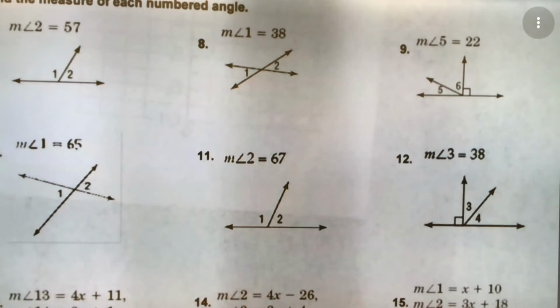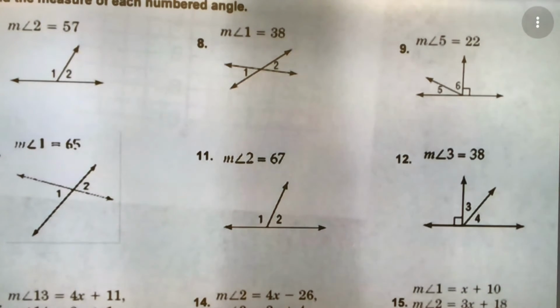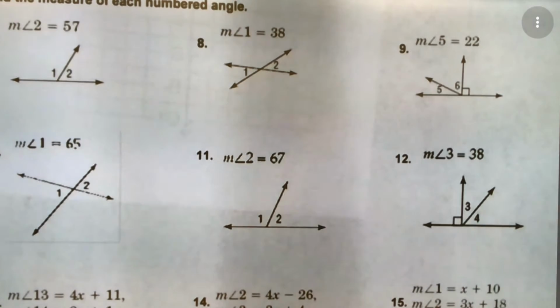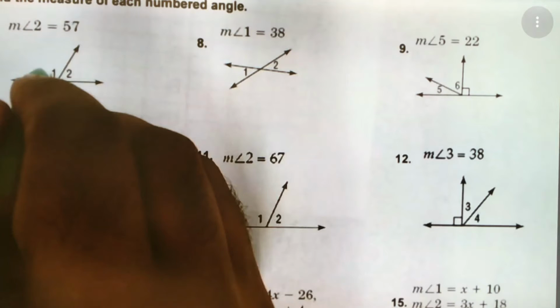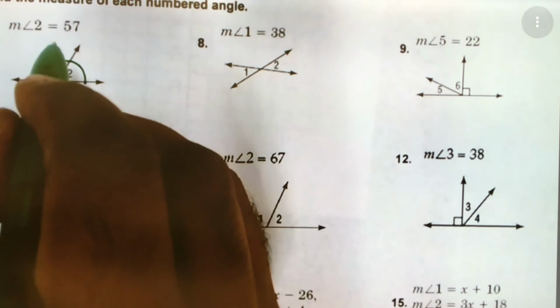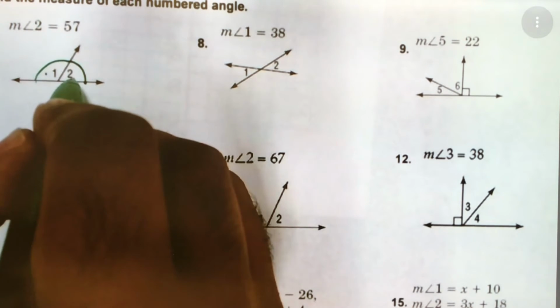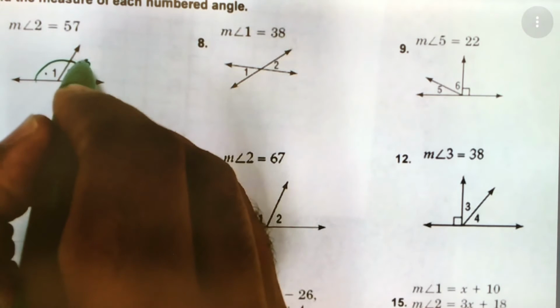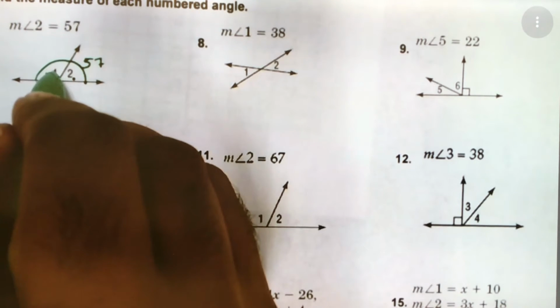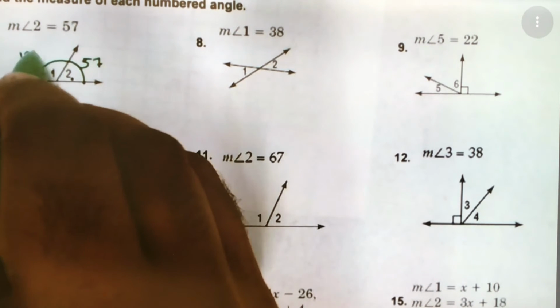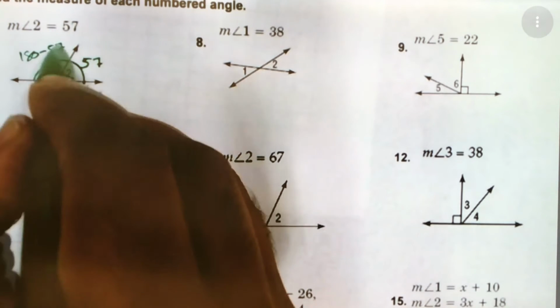Okay, welcome back. I hope you have done these questions. Let us go through the answers so quickly. So the first one, angle 1 and angle 2 are linear pairs. That means they add up to 180. So angle 2 is 57. So to figure out the angle 1, you need to do 180 minus 57.